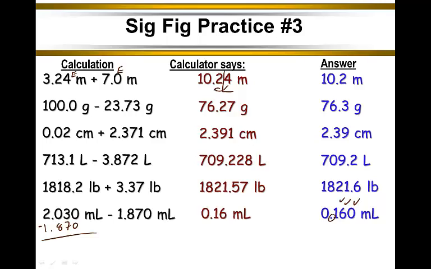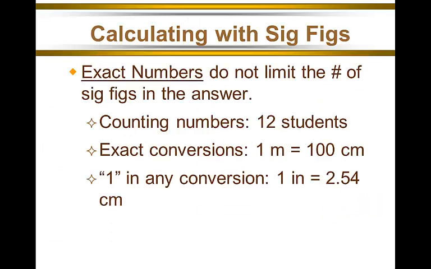All right. So that's it. We'll do lots more practice in class. One more thing, a special case that we didn't talk about yet. This doesn't really fit anywhere. It's called exact numbers, and they do not limit the number of significant figures in the answer. For instance, if I say there's 12 students in the room, is there any question on how many people are in the room? No. There's no estimate. If there's no estimate, that means your significant figures never end, also known as infinity.